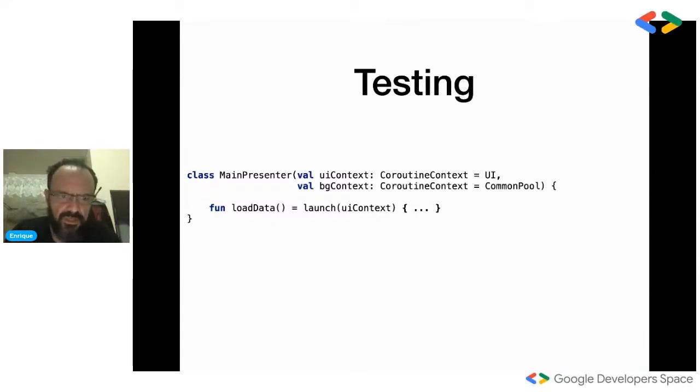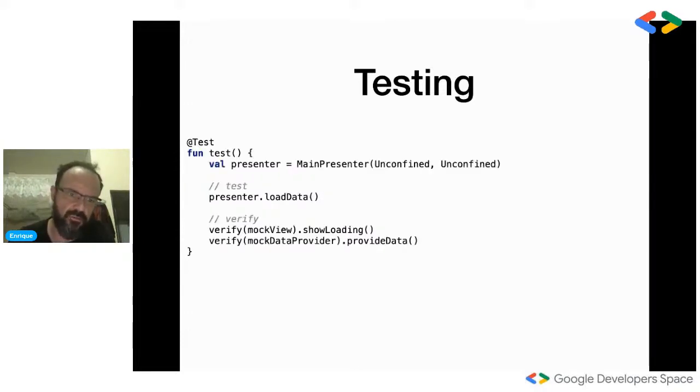Testing. Of course, we want to test our coroutines. So let's take a look at this presenter. Essentially, it looks like any presenter. We have a function, and we will be passing our context as an argument. We can just use JUnit or the framework of choice for testing. In this case, we will call our function load data on our presenter, and then we could use Mockito or anything to verify that things are happening on the screen or the presenter is providing us some data.